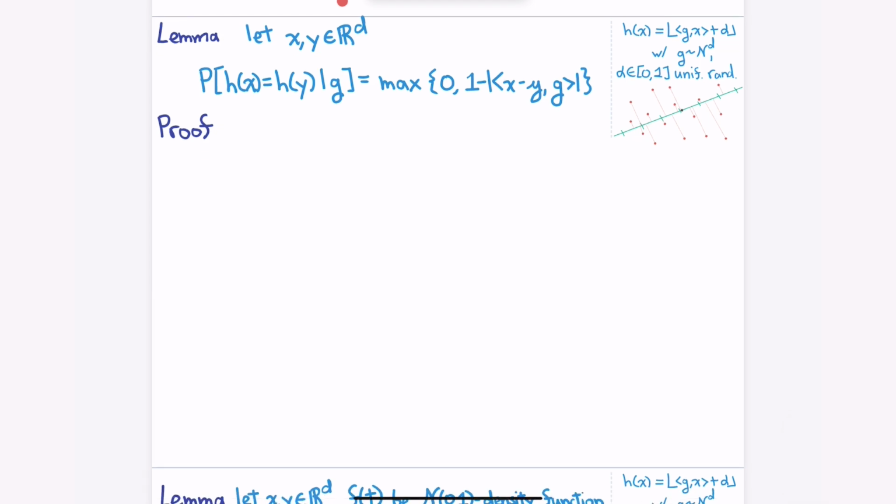So at the end of the day, we want to analyze what's the probability that 2 points collide. And so I've broken it down into two steps. The first step we're going to do conditional on the Gaussian vector g, and just focus on the shift alpha. And then afterwards we'll figure out how to deal with g. So this is sort of like a one-dimensional case. If it was one-dimensional, you wouldn't have to do the projection at all, and now you're just shifting a unit interval.